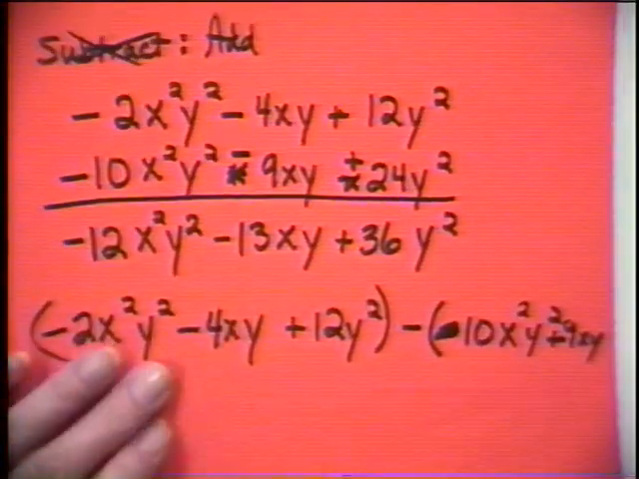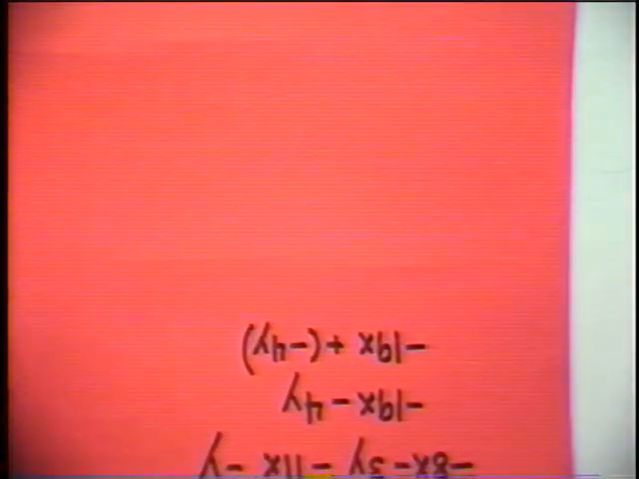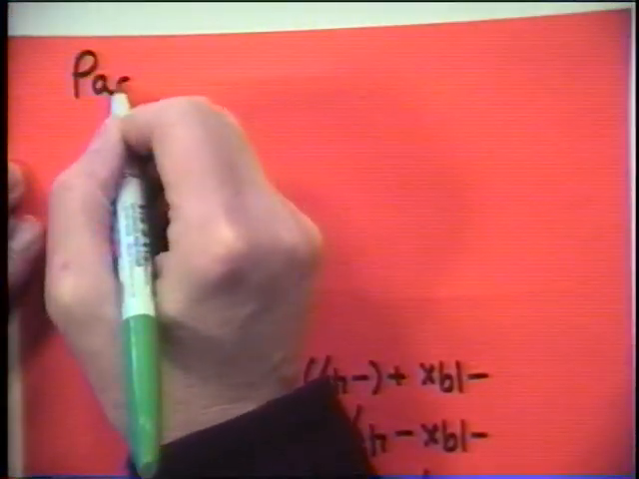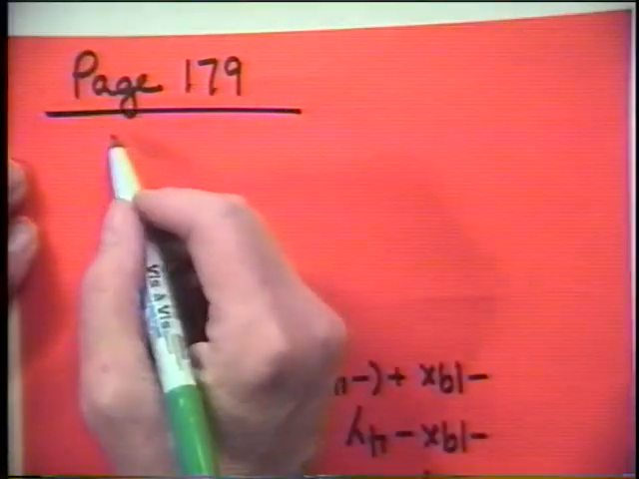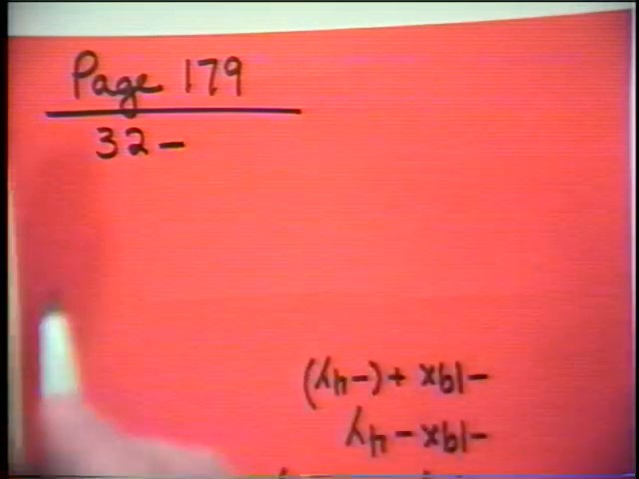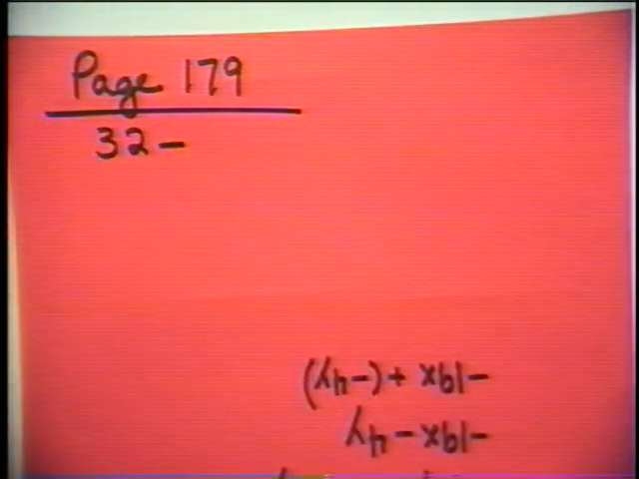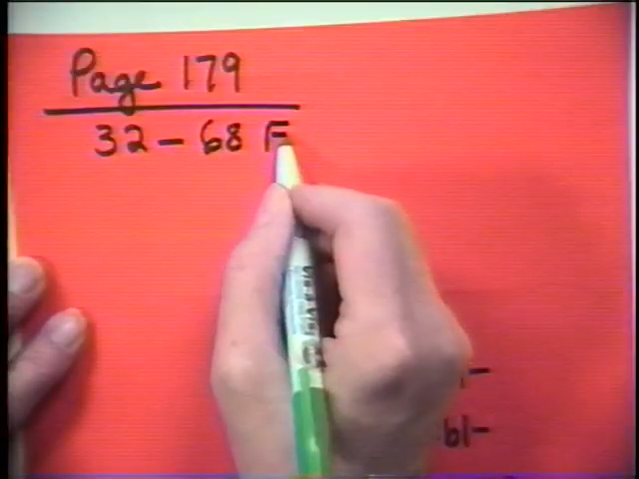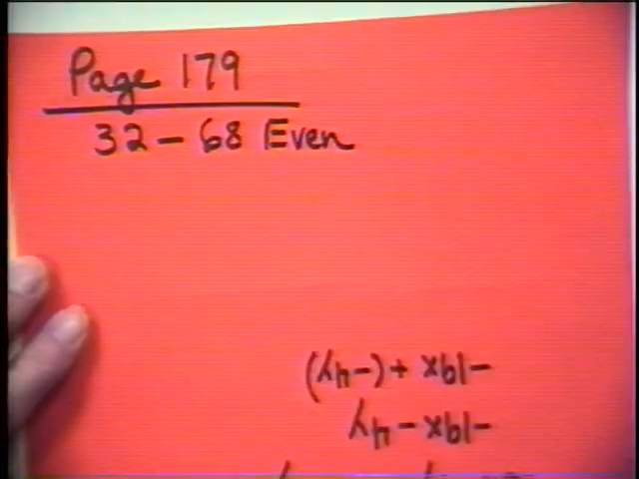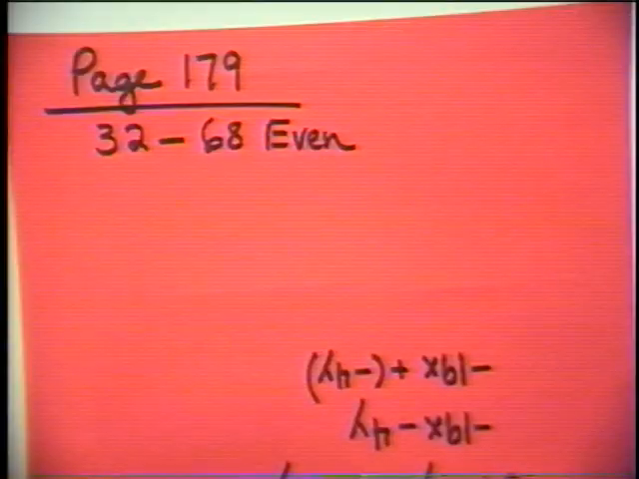Now I'm going to have to give you your assignment because we have 1 minute left according to what time I have here. So let's start on page 179. You've done the other stuff, so I'm just going to have you start on page 179 with number 32 and go through, let's just go through 68 even right now. We'll look at the other ones tomorrow. 32 through 68 even. Okay?